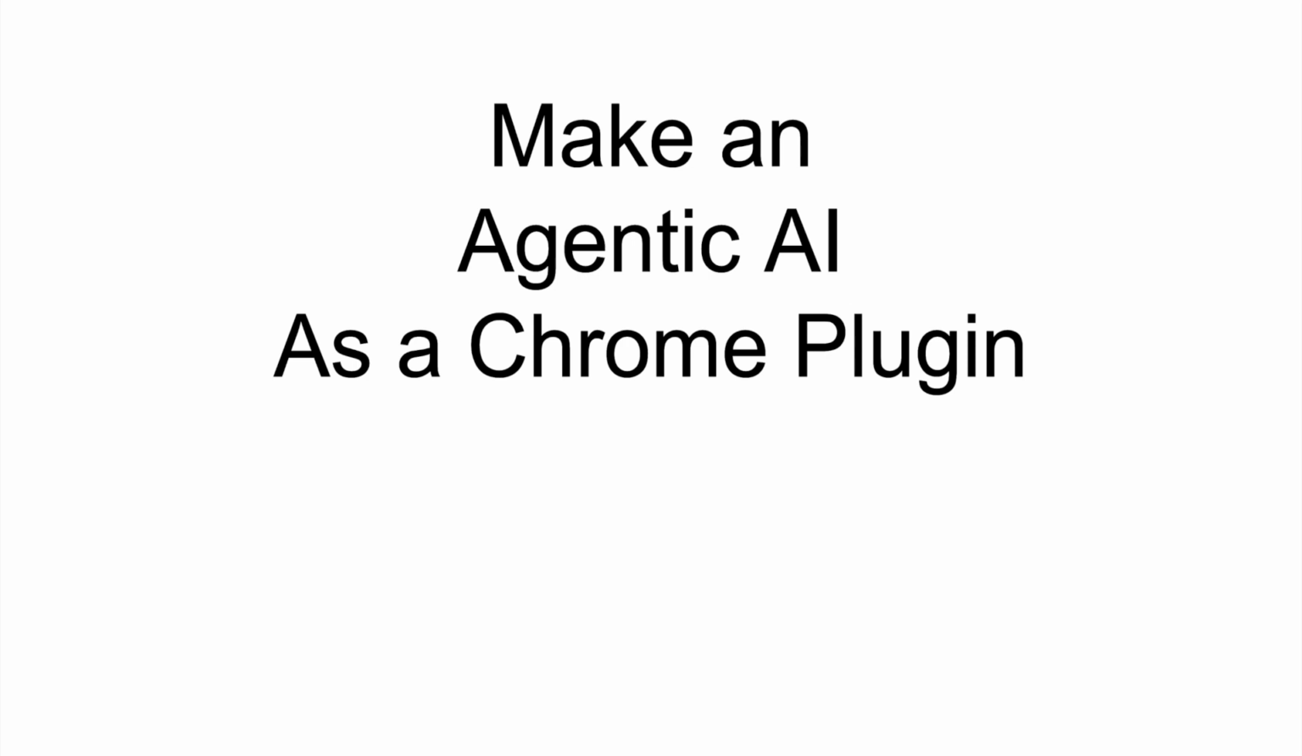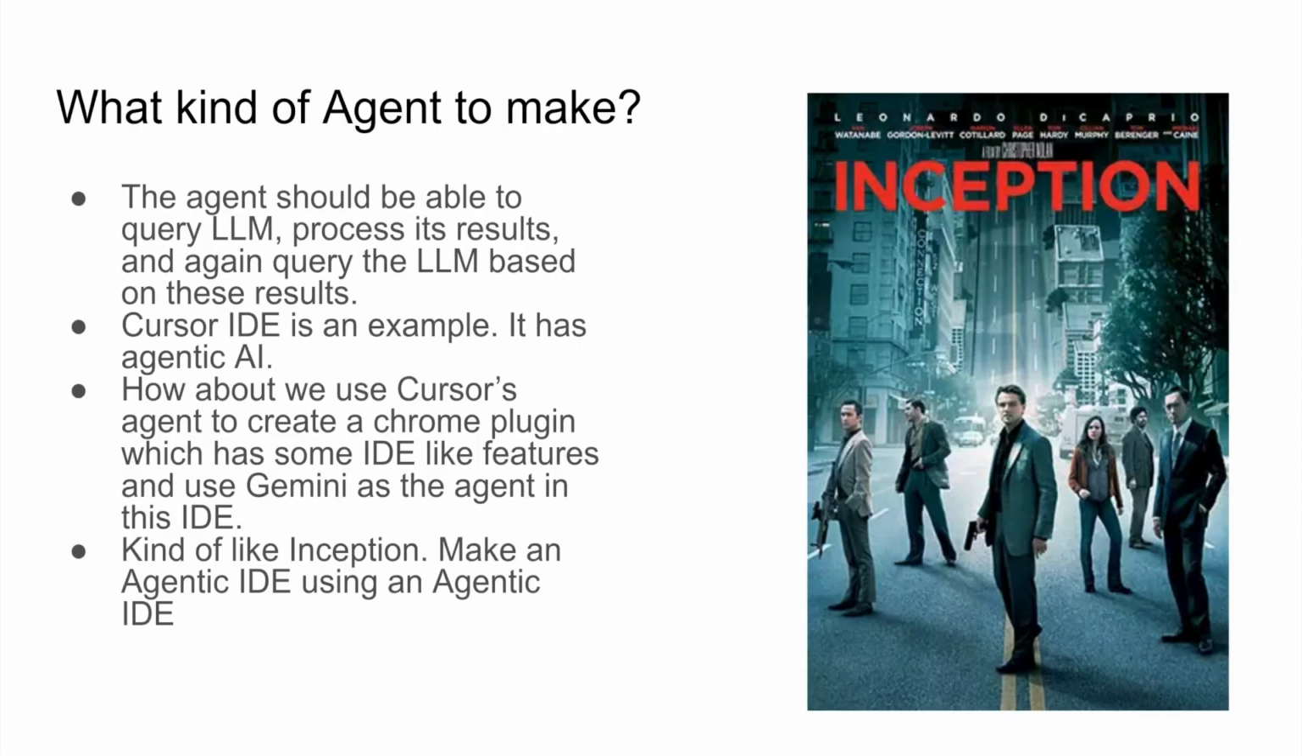Hello everyone. In this video, we'll be looking at a couple of demos on how to use a Chrome plugin with agentic AI properties. So what kind of agent do we want? The agent should be able to query an LLM, process its results, and once again query the LLM based on these past results. A classic example of this is the Cursor IDE because it has its own agentic AI.